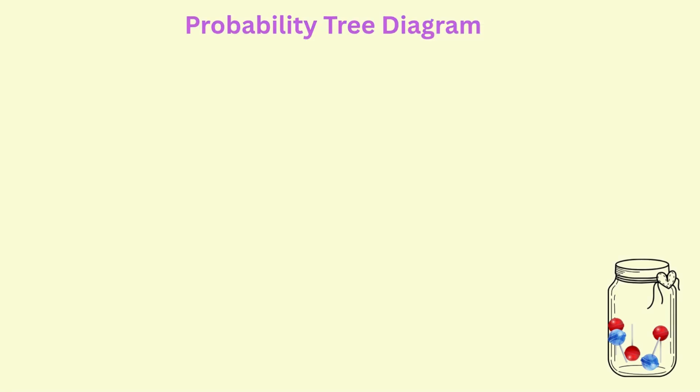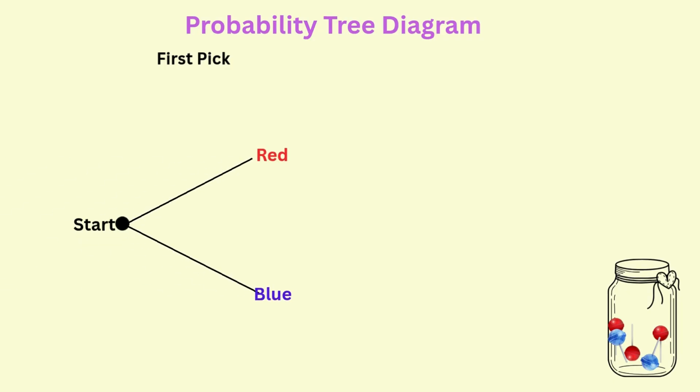First, we establish a starting point using a dot, which is sometimes called a node. From the start point, we'll draw branches to represent the possible outcomes in the first pick. In this case, there are only 2 possible outcomes. That's a red sweet or a blue sweet. Notice we put the possible outcomes at the end of the branches. The probability of each outcome should be stated on the branches.